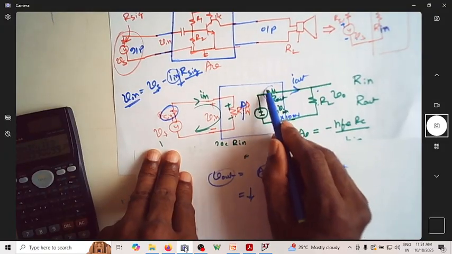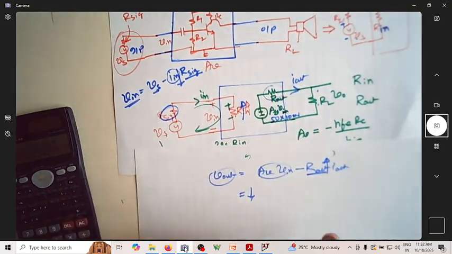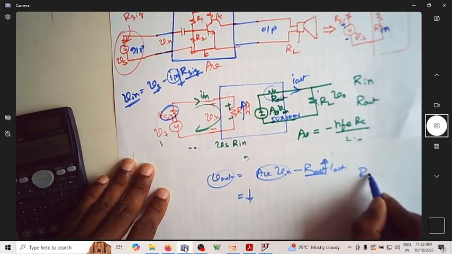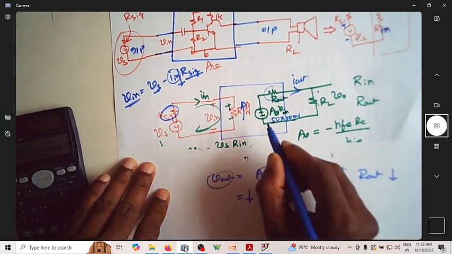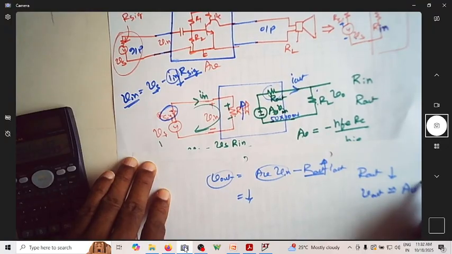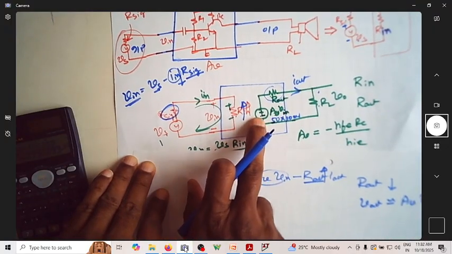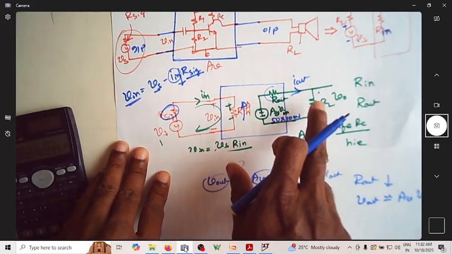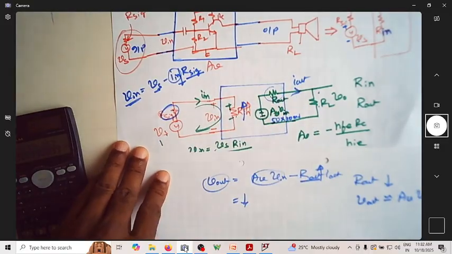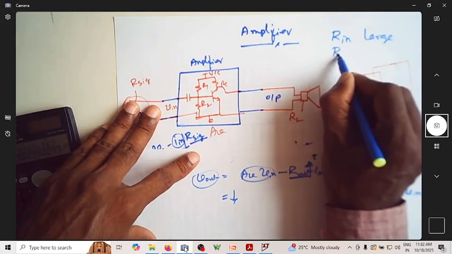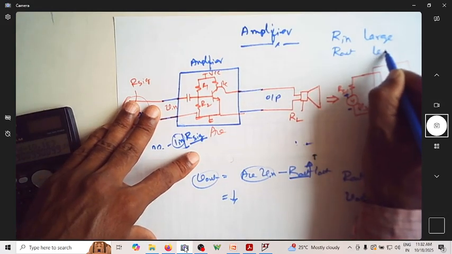So when do you get this entire voltage reaching the output? When the drop across this resistor is less. When do you expect this drop to be less? When Rout is less. When the drop is less, then Vout is almost equal to gain times the input voltage. Whatever output voltage you get here will reach the load if this Rout is less. So there are two requirements. What should be Rout now? Rout should be as small as possible.